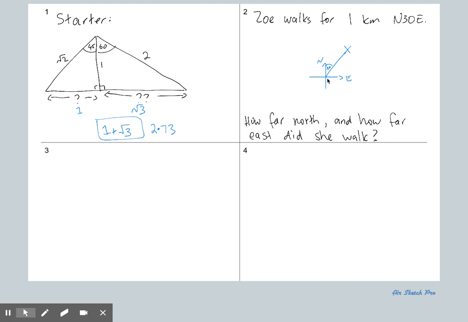You need to work out exactly how far Zoe has traveled north and east.